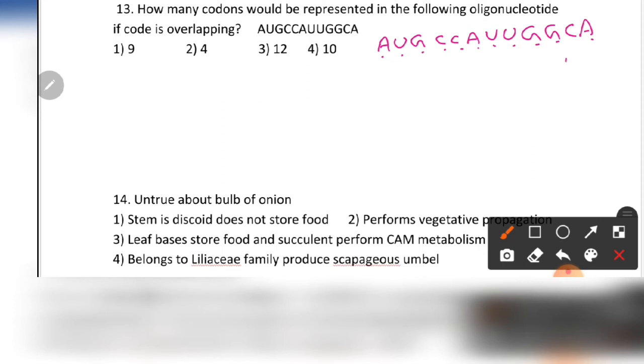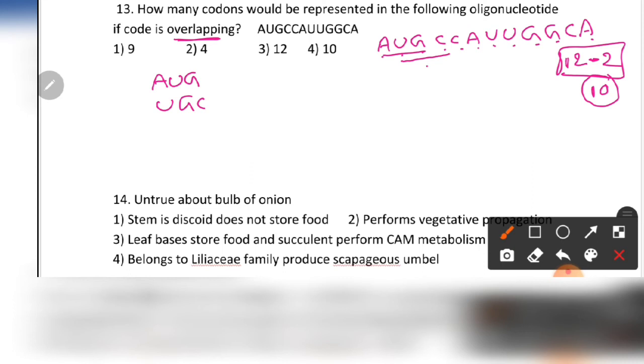12 nucleotides. The simple formula is 12 minus 2. What about the number of nucleotides? Subtract the value 2. The answer will be 10. 10 codons will be formed. Let me write. The first one is AUZ, 1 codon. This is overlapping, asking. And the next one UGC.